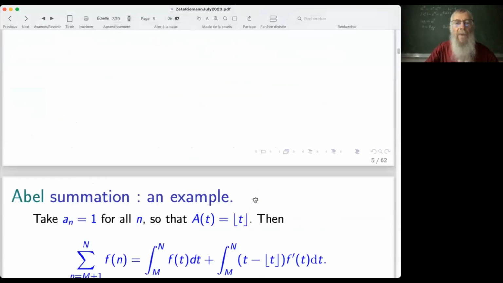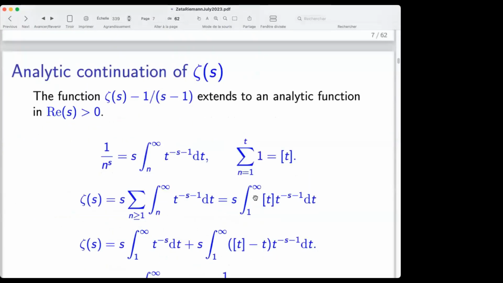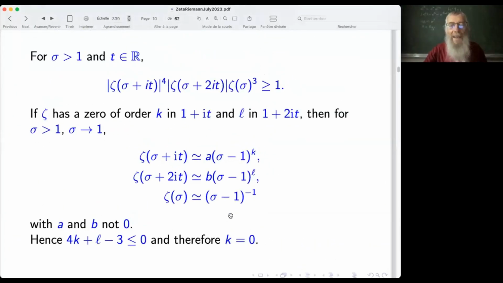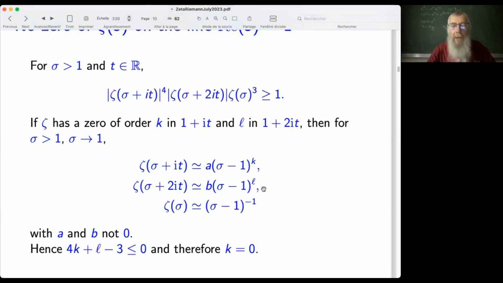Is it okay now? Can you see the screen? Yes. Okay, so I just corrected this misprint here, but I will not correct the other misprints now because it takes too much time. So we have this is equivalent to A times sigma minus 1 to the K. The next one is B times sigma minus 1 to the L. And this one is sigma minus 1 to the minus 1. And so if you look at the power of sigma minus 1, you have an exponent which is 4K plus L minus 3.